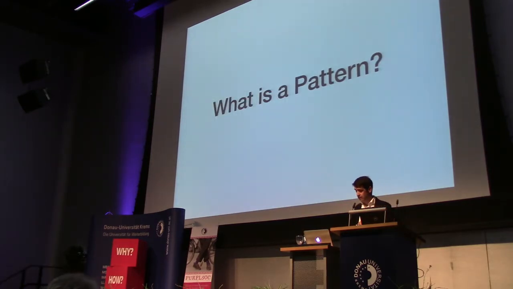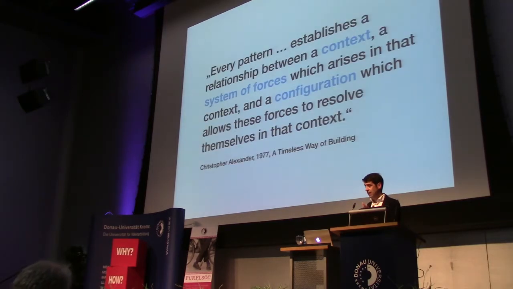And what is a pattern? We have spoken about an entity, a universal solution with an affirming quality for the good of the whole, but what is at the core of a pattern? The inner structure. Alexander states, every pattern establishes a relationship between a context, a system of forces which arises in that context, and a configuration which allows these forces to resolve themselves in that context.